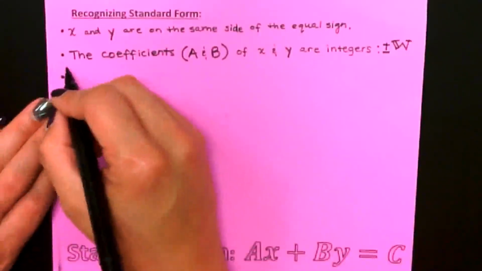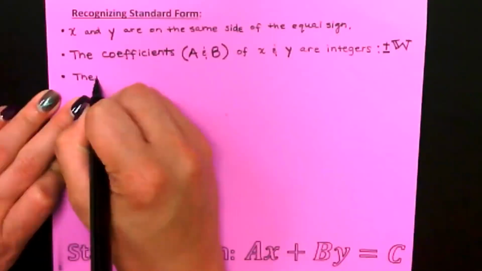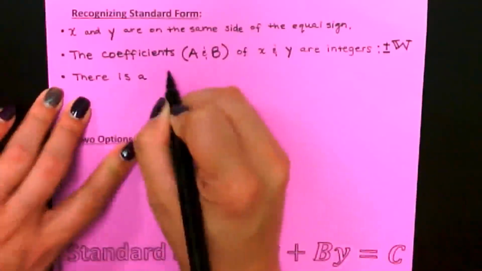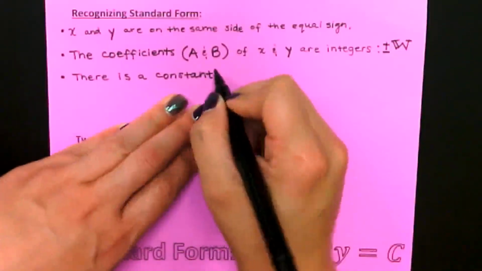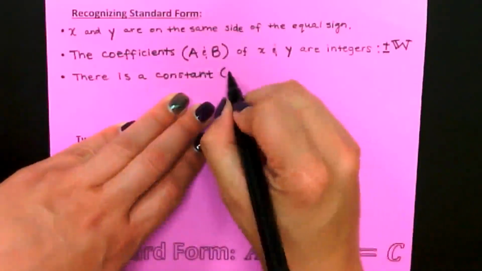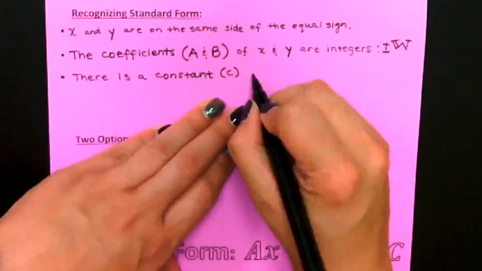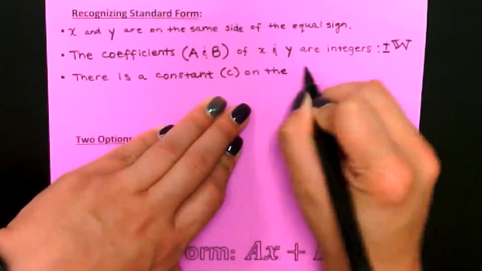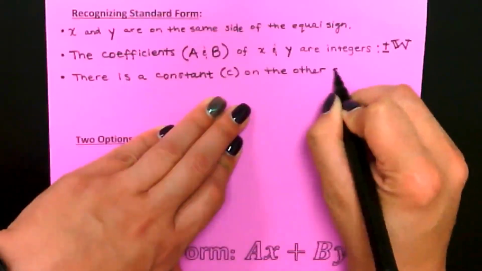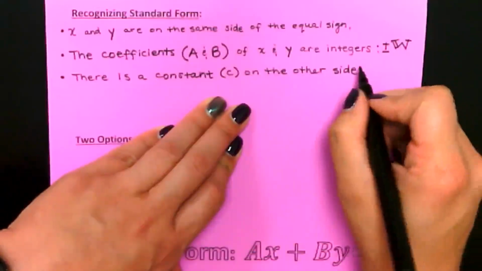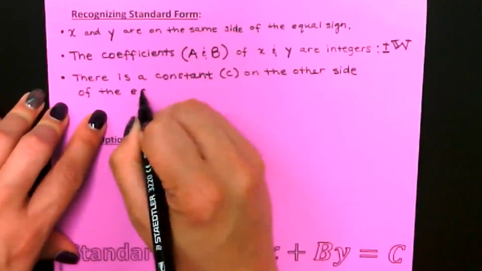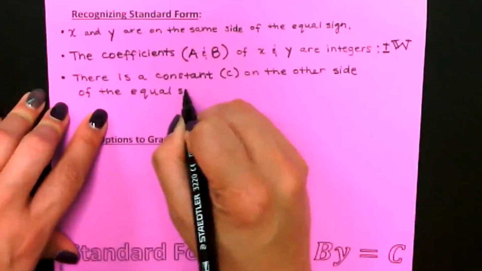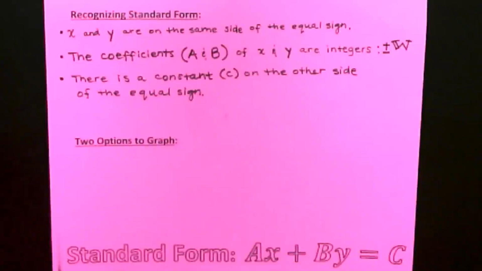x and y are on the same side of the equal sign. And lastly, there is a constant. Obviously, it's the only one we have left there. C on the other side of the equal sign. Okay. Whew, that was a lot.